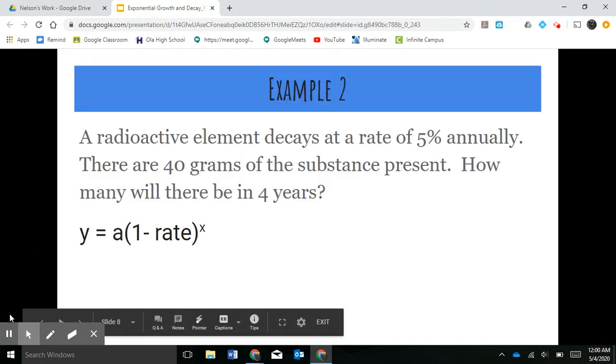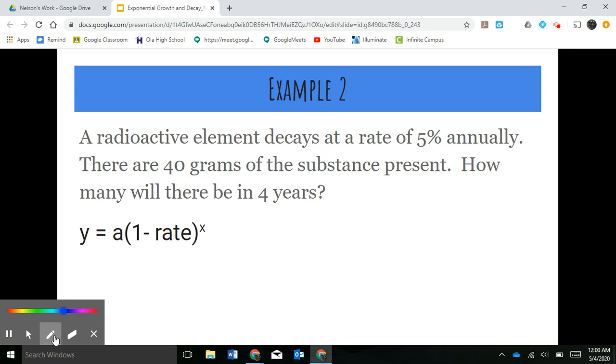A radioactive element decays at a rate of 5% annually. There are 40 grams of substance present. How many will there be in 4 years? So again, it's decaying. So there's our one minus. It's the rate problem because they give us a percentage rate. If it said doubled or tripled, we wouldn't use this. But if they give us a percent, we use the formula.